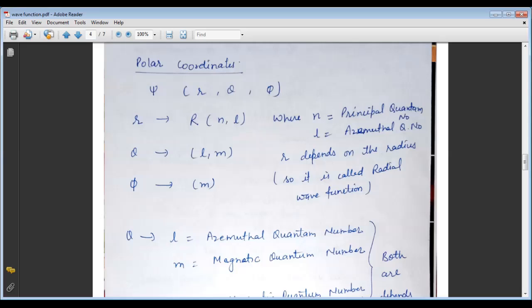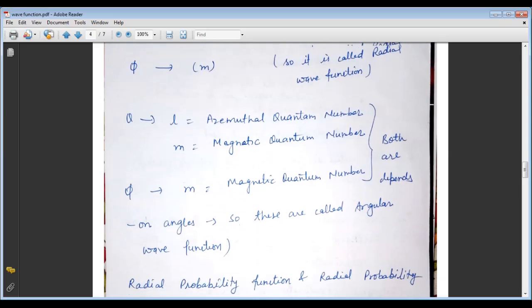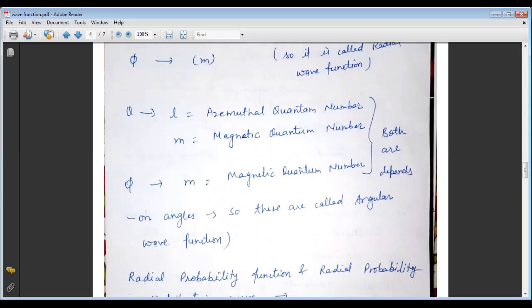Here n is the principal quantum number, l is the azimuthal quantum number, and r depends on the radius. R is the radius, so it is called the radial wave function. Then theta is for l, the azimuthal quantum number, and m, the magnetic quantum number, and phi is for the magnetic quantum number only. So both depend on the angle.